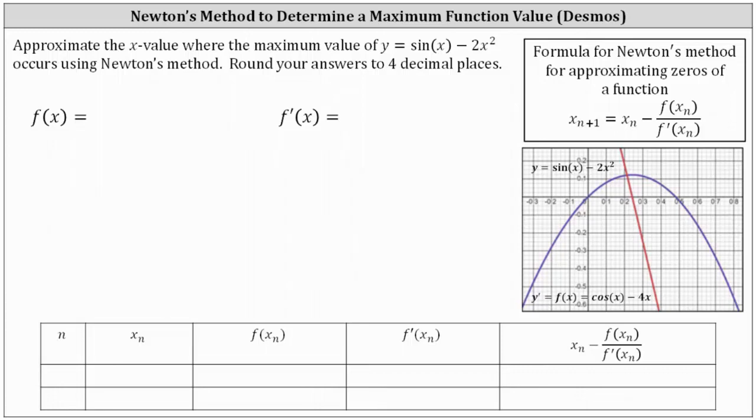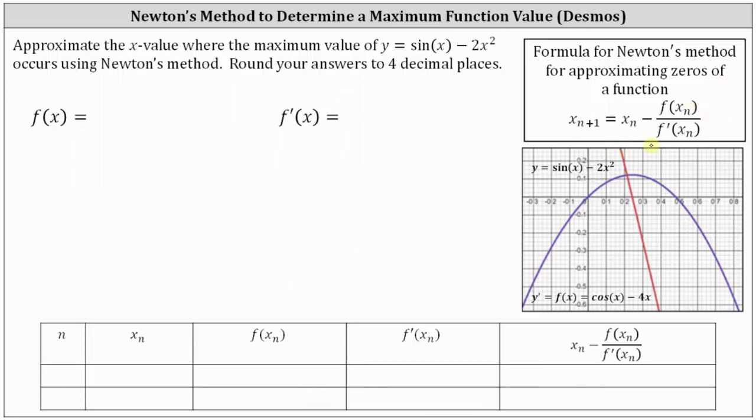We're asked to approximate the x value where the maximum value of y equals sine x minus 2x squared occurs using Newton's method. We're told to round to 4 decimal places. Newton's method uses tangent lines to approximate the zeros of functions, and the formula for Newton's method is shown here. But this problem is a little bit different.